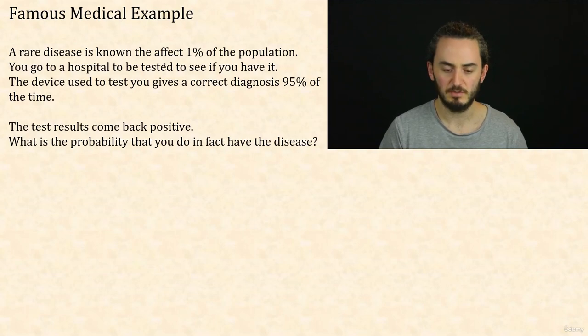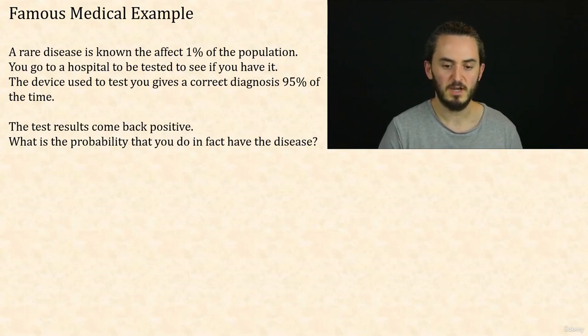What is the probability that you do in fact have the disease? Most people's intuition, I think, is there's a 95% chance, right? Because you've got this 95% reliable test and it says you have the disease. So it feels like there's a 95% chance that you have it. I mean, that seems sensible. All right, let's actually see.